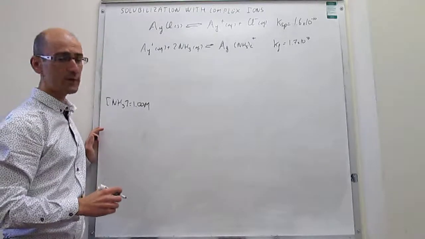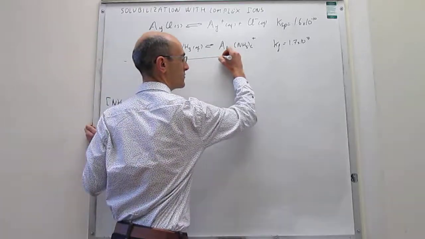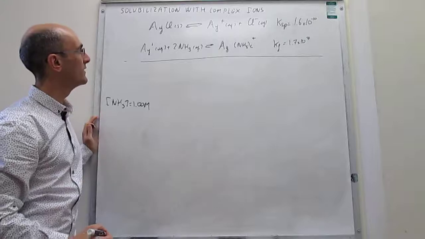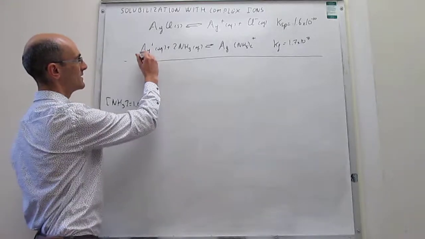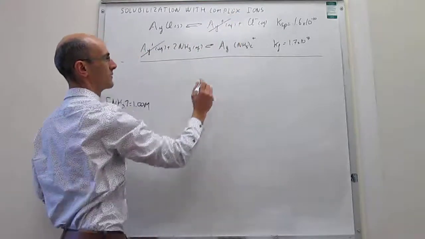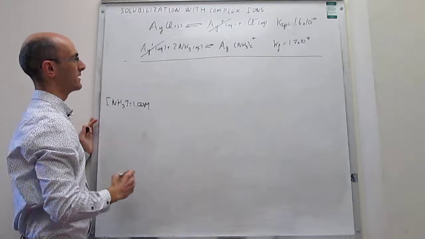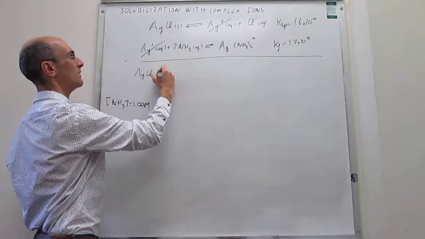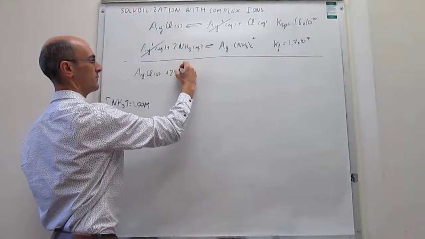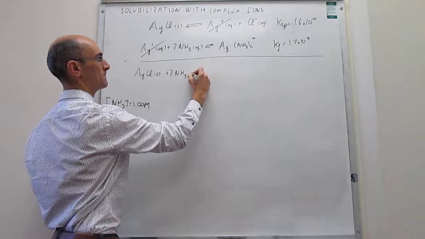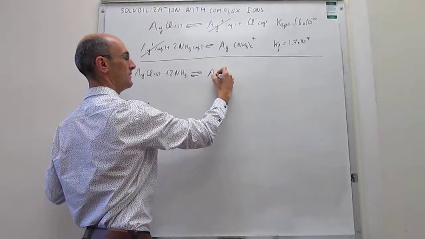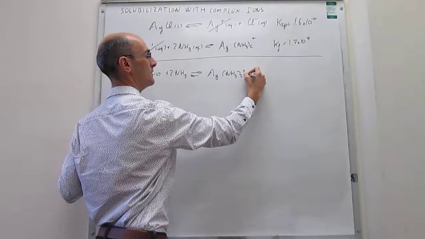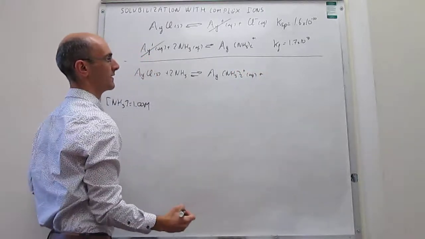Our goal is to calculate the solubility of silver chloride. What we do here is add up these 2 reactions to come up with the overall process. Notice that silver ions are both in reagents and in products, so they're going to cancel out. Our overall process will be silver chloride plus 2 molecules of ammonia leading to this complex ion, which is soluble, and chloride ions.